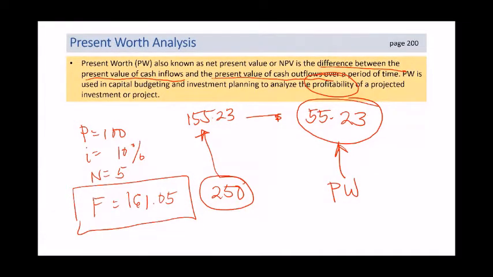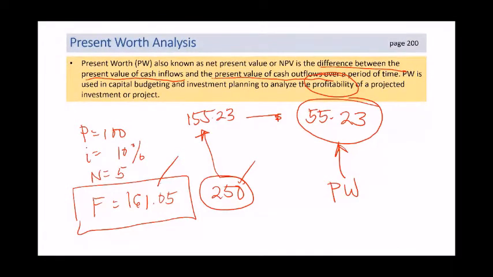Who doesn't like that? That is the actual result of your business, because maybe you are very good in managing your investment. This is the expected F, but the actual F is 250, because maybe the project is very good and brings more income. So at the end of 5 years, you got 250 instead of 161.05. Now look at the P of this 250. It is 155.23. That means the worth of your 100 is not 100, it is 155.23.